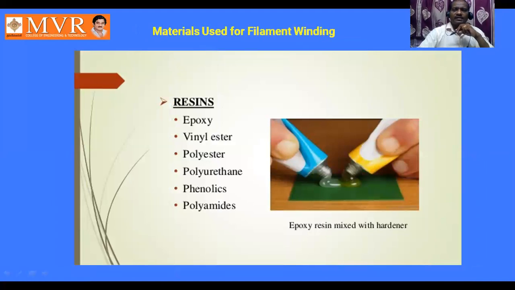Next, what are the resins we can use? Resins we can use are epoxy, vinyl ester, polyester, polyurethane, phenolics, polyamides. So epoxy resin is mixed with the hardener so that we can increase the strength and tension of the given spool or given fibers.